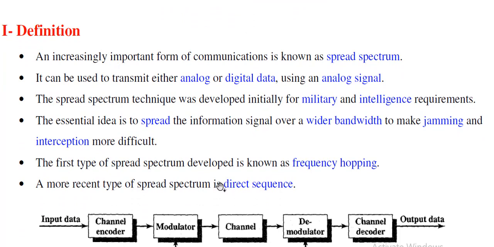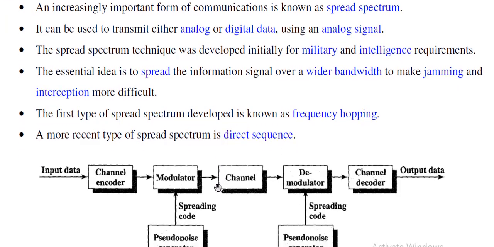Alright, so we have two very known types of spread spectrum. The first one is called the frequency hopping, and it is used in analog signals, and the second one is the direct sequence, which is used in digital signals.